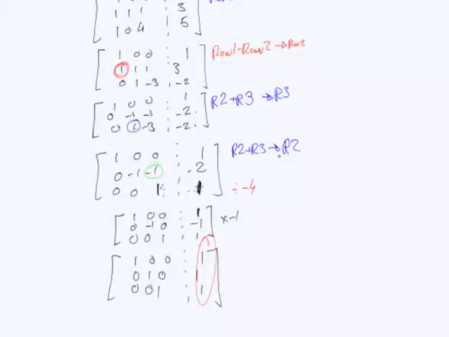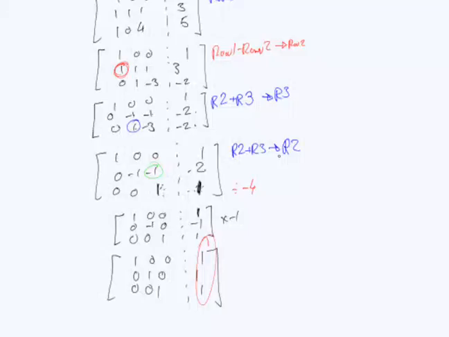All right, so how can I kill this last guy here? Row 2 plus row 3. Put the answer on row 2. 1, 0, 0, 1. 0 and 0 is 0. 0 and minus 1 is minus 1. 1 and minus 1 is 0. 1 and minus 2, minus 1. 0, 0, 1, 1.